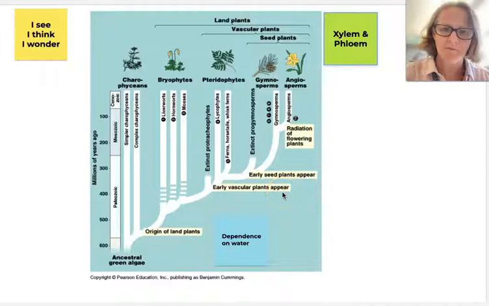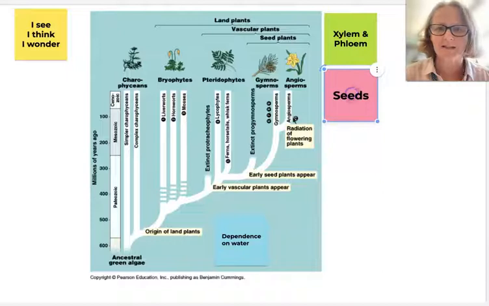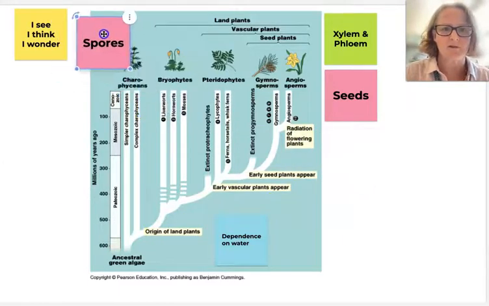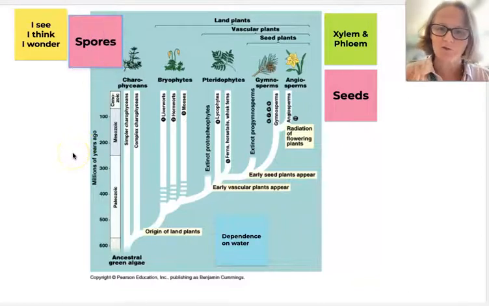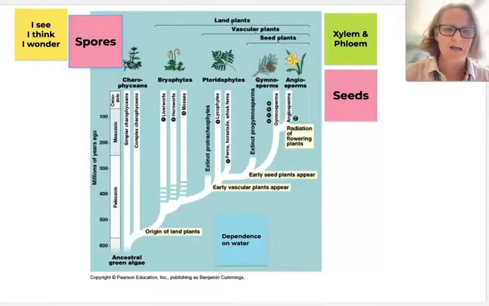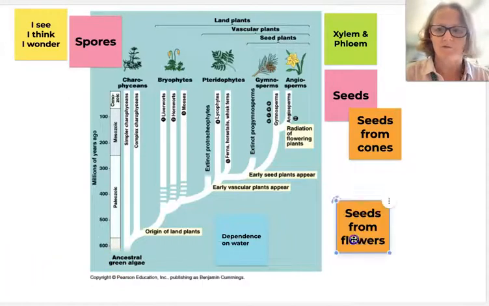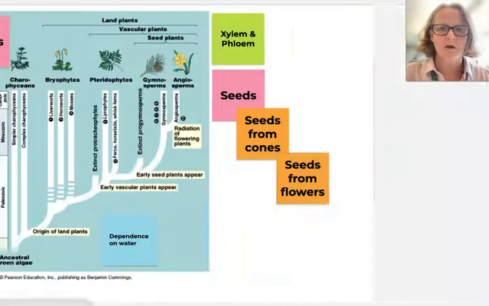They had xylem and phloem, and they now are able to transport water up their stems, so they are less dependent on water than a moss, which is very small and has to be in the water. And then we have plants that produce seeds, so the gymnosperms and the angiosperms produce seeds, whereas the plants before them, so the mosses and the ferns, were producing spores as their reproductive structures. And we have two different types of seeds going on. We have seeds from cones, that's the gymnosperms, your conifers and your pine trees, and seeds from flowers. So let's have a look at what we can look at next.